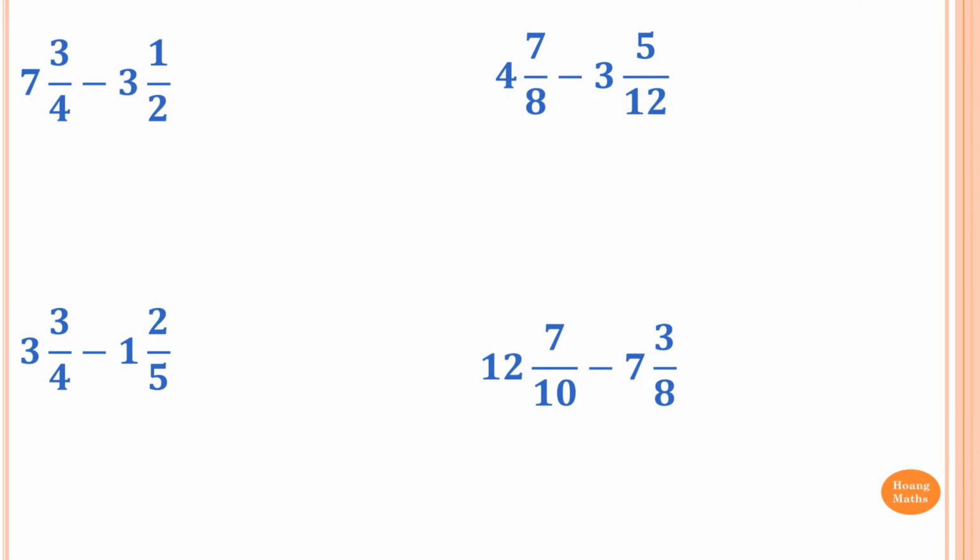Please stop the video and try this one yourself. 7 and 3/4 minus 3 and 1/2.